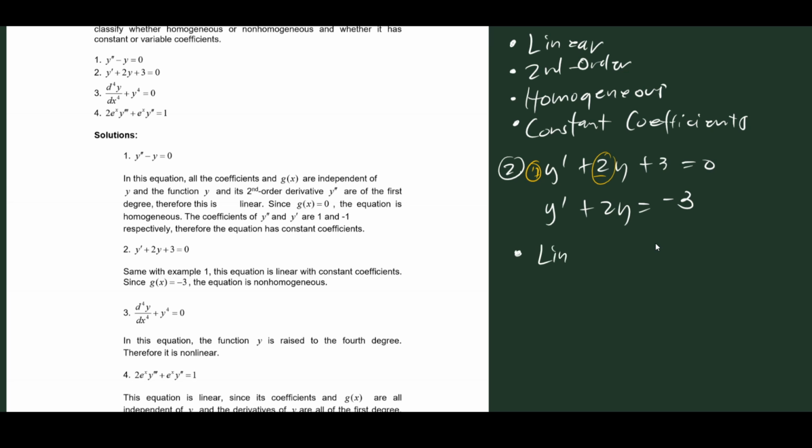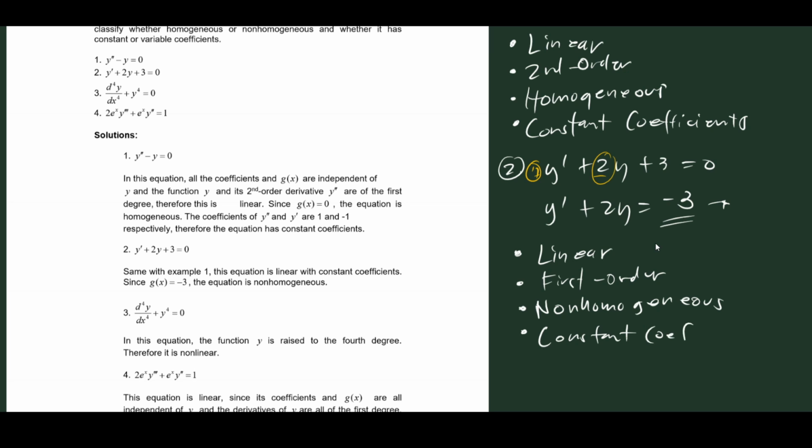Now let us start classifying this. We can say that this is linear, right? And the order is first order. Since the right-hand side of the equation is not equal to 0, this is non-homogeneous. And since the coefficients on the left-hand side are 1 and positive 2, we have constant coefficients.